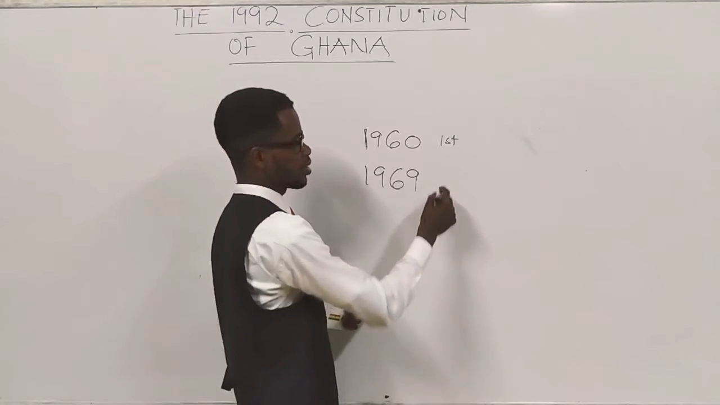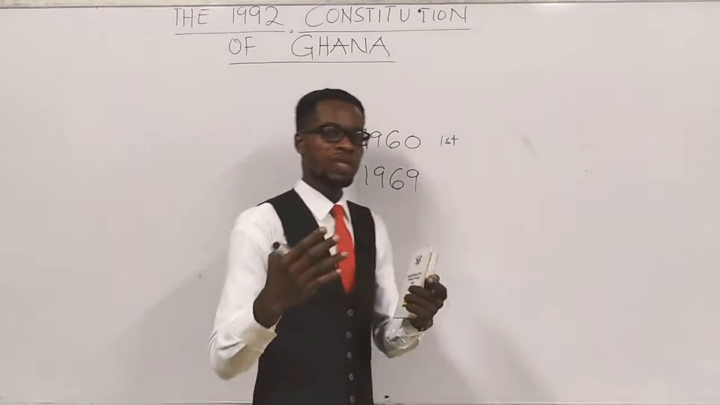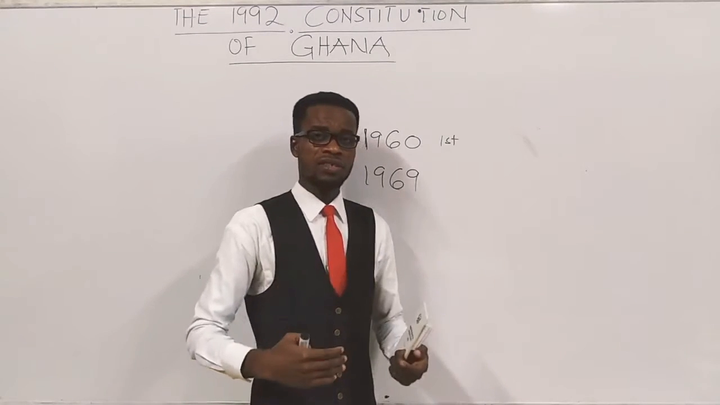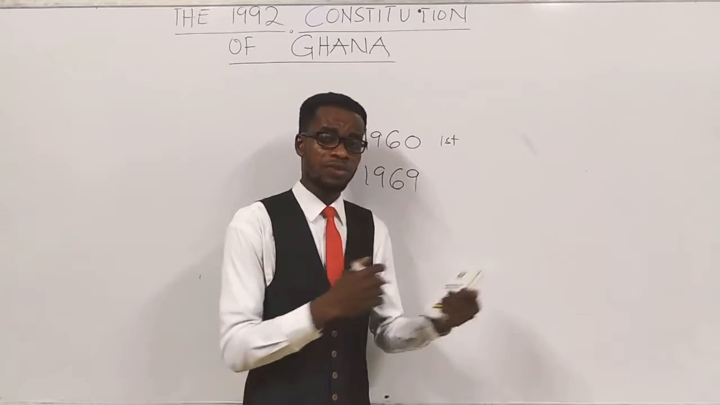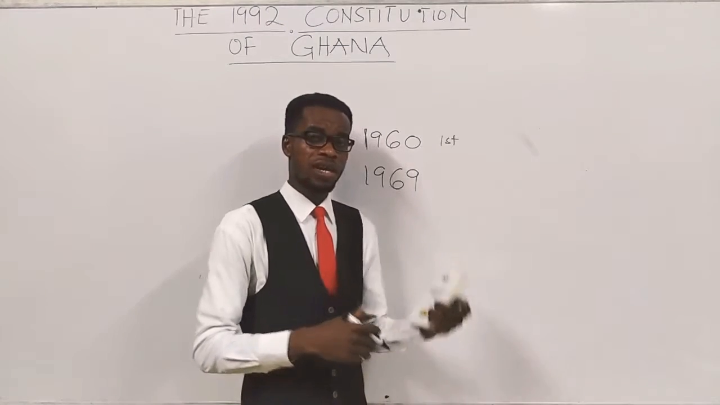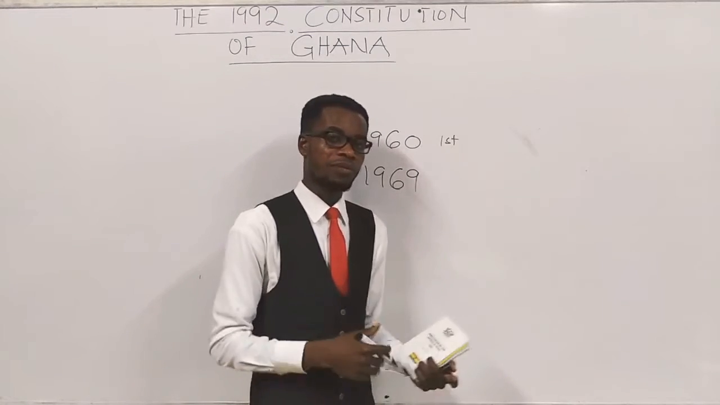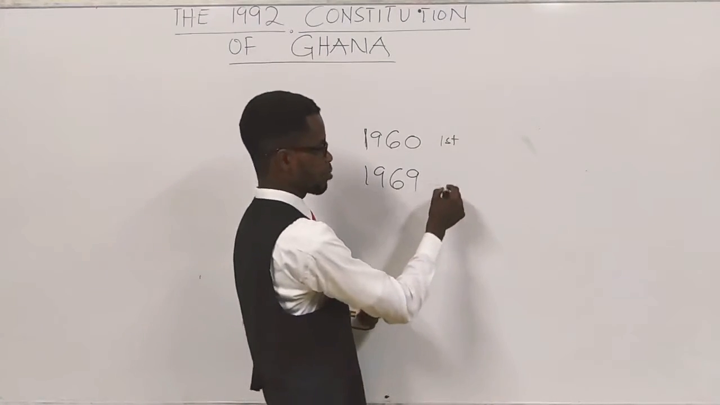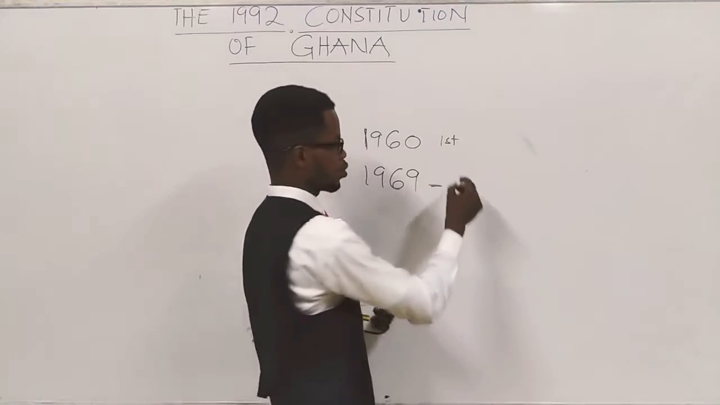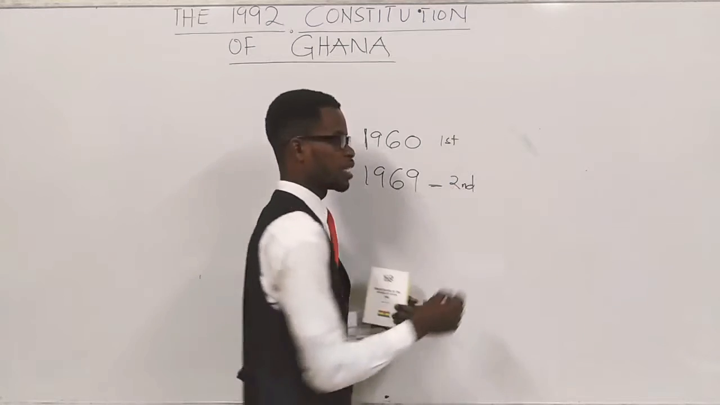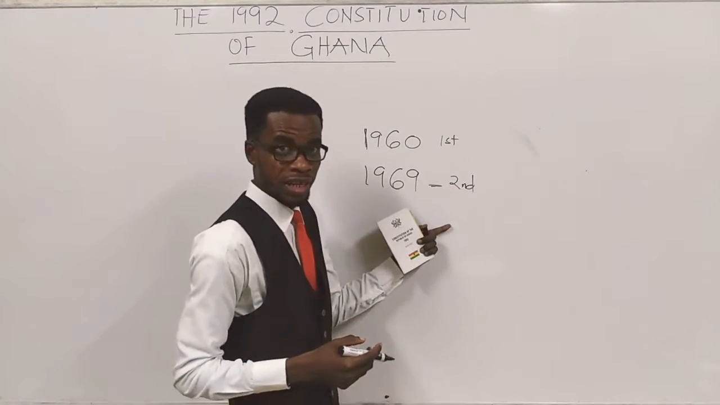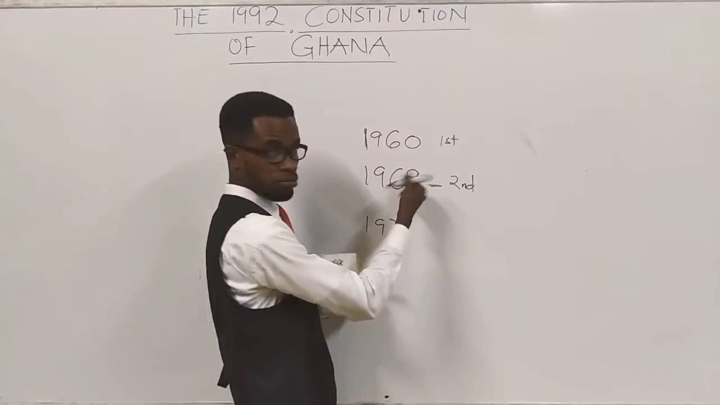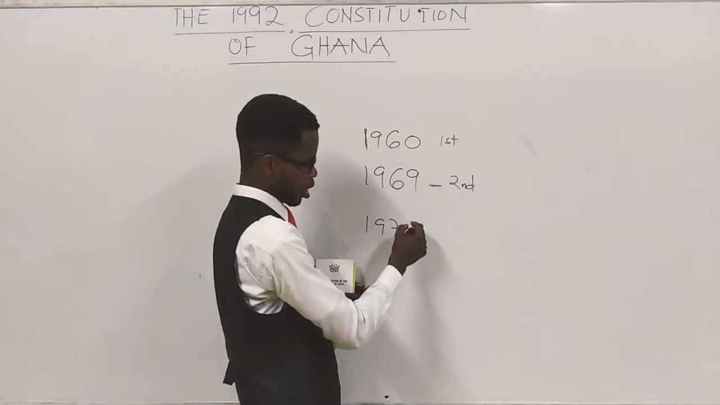Then in 1969, we had two heads of our executive: Edward Akufo-Addo, the father of His Excellency Nana Addo Dankwa Akufo-Addo, becoming the president, and Dr. K. Busia becoming the prime minister, the head of government. They were civilians, so that established the beginning of the Second Republic. Then from there, we had some coup d'etat taking place.